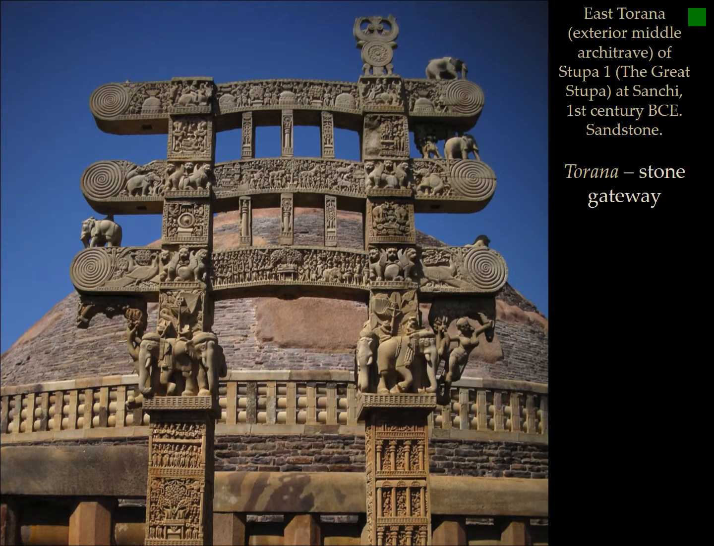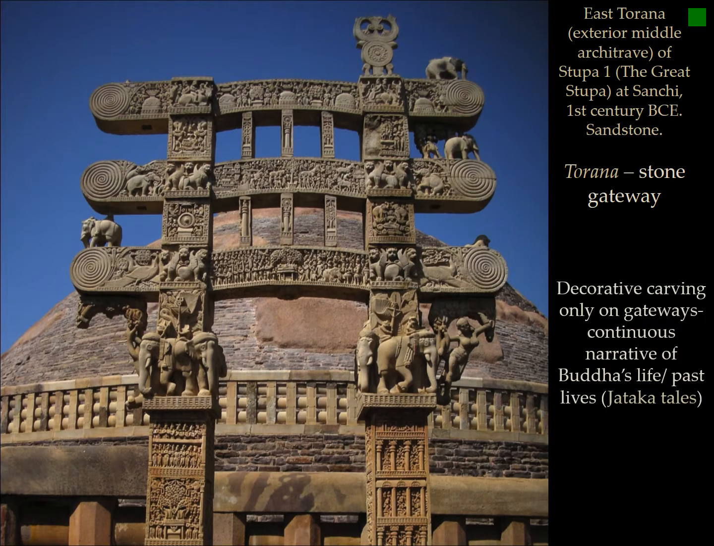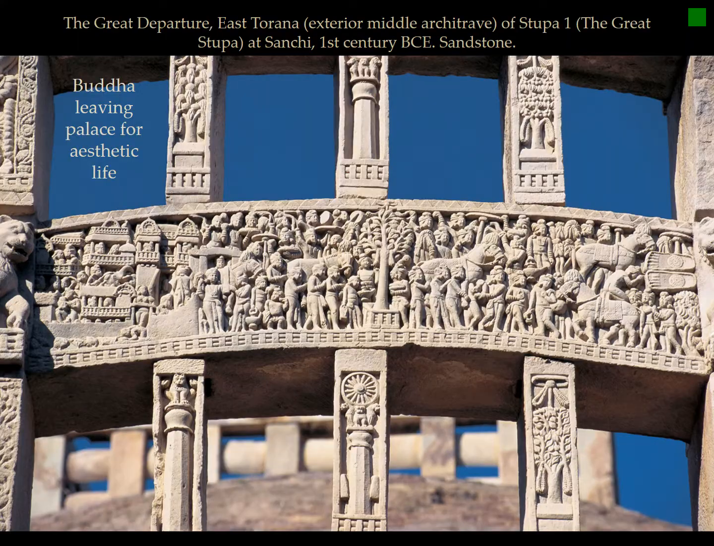The Torana, or stone gateway, here we have the East Torana, for instance, at the great stupa at Sanchi, is going to be made in the 1st century BCE as we slowly start developing more iconography and symbolism associated with Buddhism. Here we have decorative carvings that only exist on the gateways with a continuous narrative of Buddha's life, both his life as well as his past lives, or the Jataka tales.